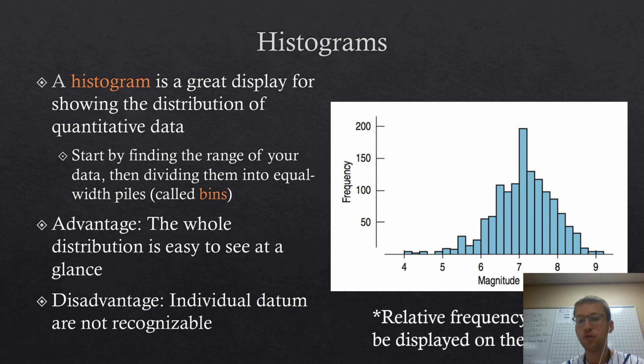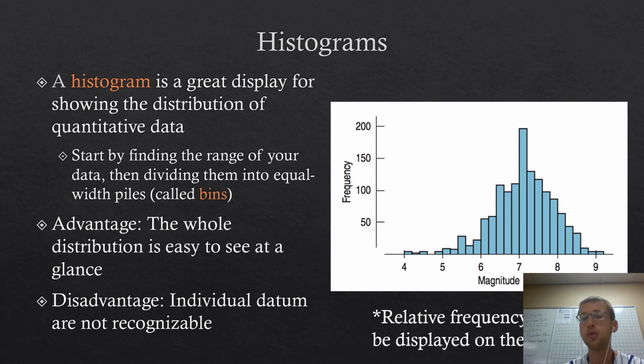As a quick refresher, quantitative data by definition is data that makes sense to take the average of. So if we took the average of everyone's student ID number, that wouldn't really tell us a whole lot, would it? Whereas here we have the magnitude of different earthquakes, and we could take the average of that to find what the average magnitude was for this set of earthquakes.